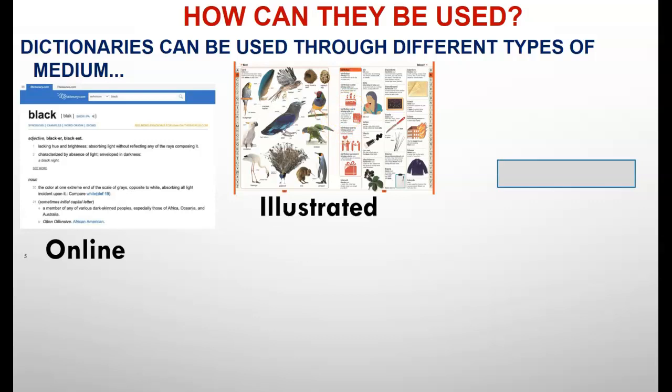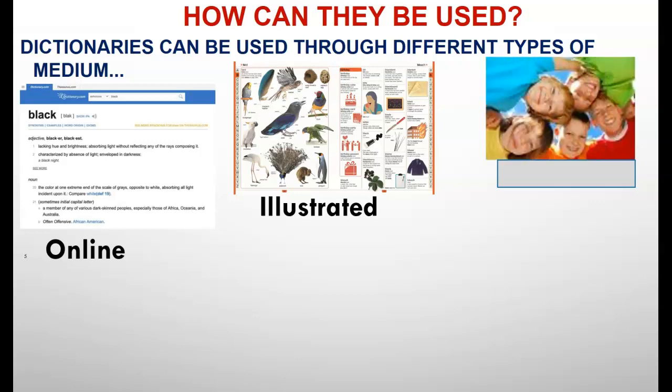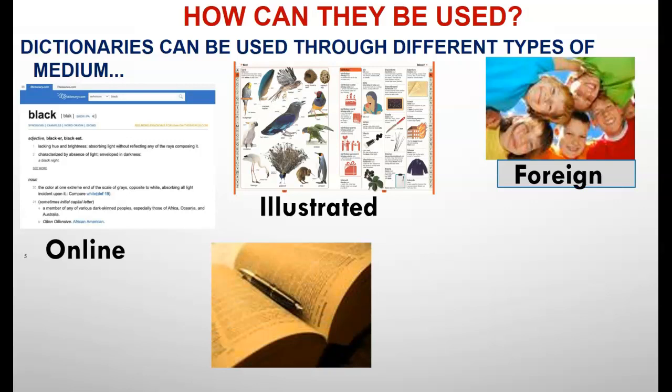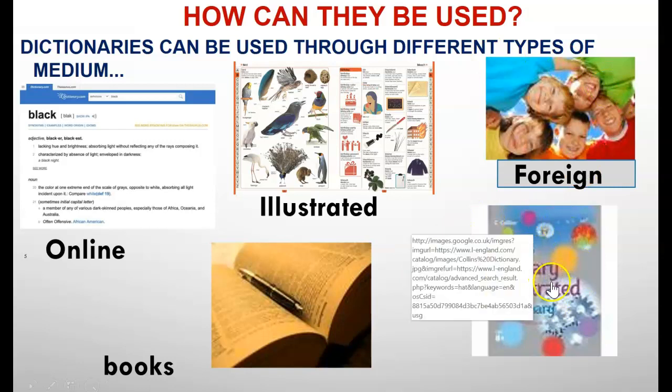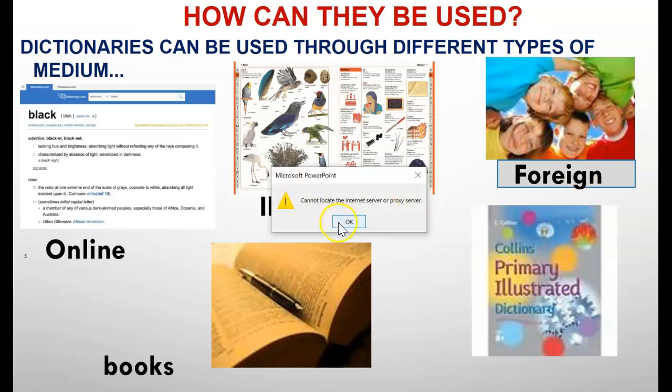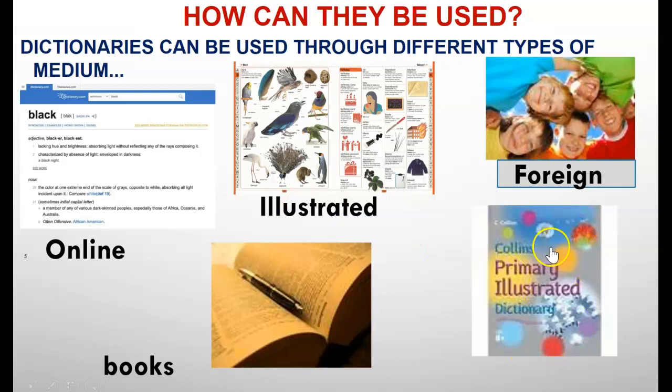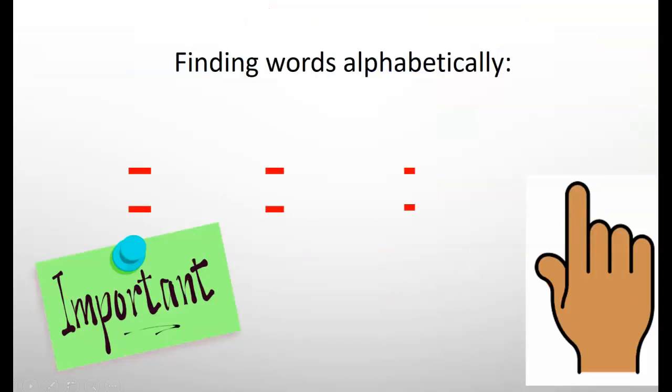So this is what we call an illustrated dictionary, or in easy words, you can call it a picture dictionary. And through books, this is a specific kind of dictionary. You can see here, it focuses on the primary level, so it's a specific kind of dictionary. So this is how they can be used through different mediums.